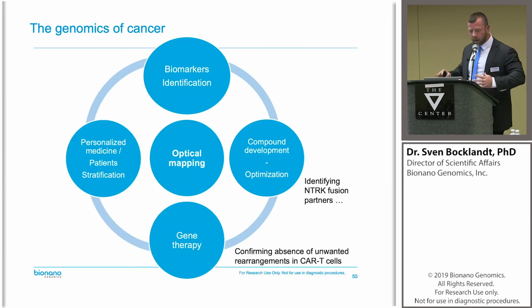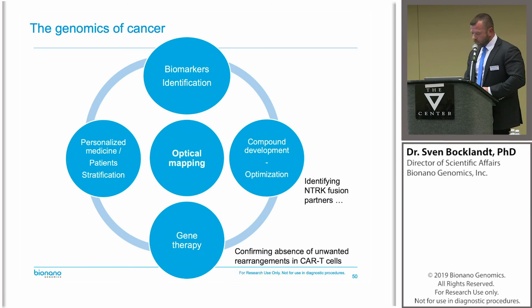And so I think you can see how Bionano can really help you with biomarker identification, compound development and optimization, personalized medicine and patient stratification, but also gene therapy. I don't have a chance to get into that, but of course if you're making CAR T cells or doing any type of genome engineering, we can show you any unwanted structural variants that occur in the genome.